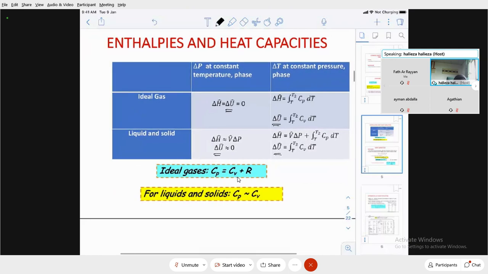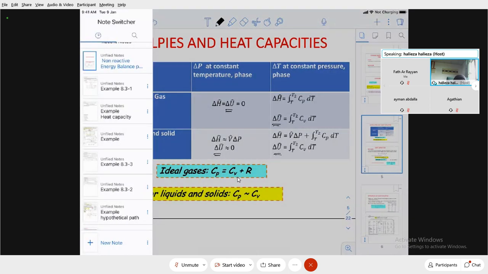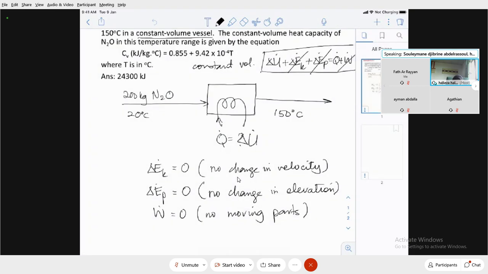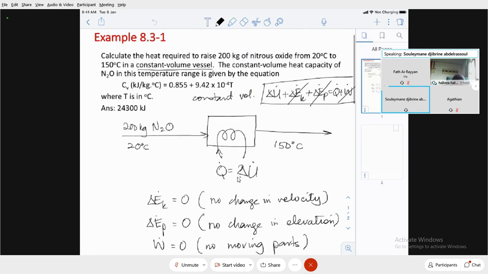For that example, 831. What happened over here? What changed? We have a constant volume, no change. Constant volume? What changed then? The volume is constant. Temperature. There is a temperature change. For what? Is it gas or liquid? This is gas.